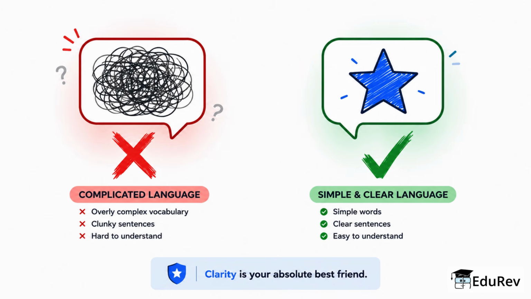And to achieve that dramatically reduced length, I need you to commit to a strict language rule. Use simple and clear language. Please do not try to throw in overly complicated vocabulary just to sound super academic, especially if it makes your sentences clunky. Clarity is your absolute best friend here.